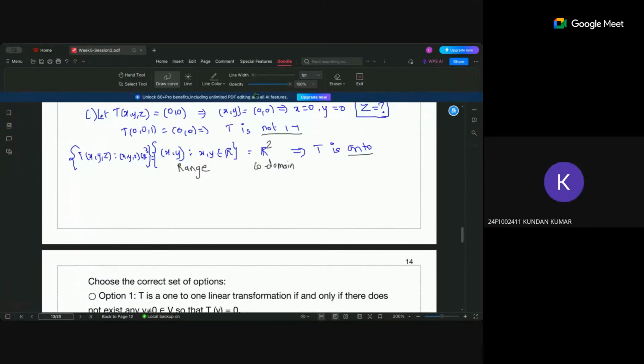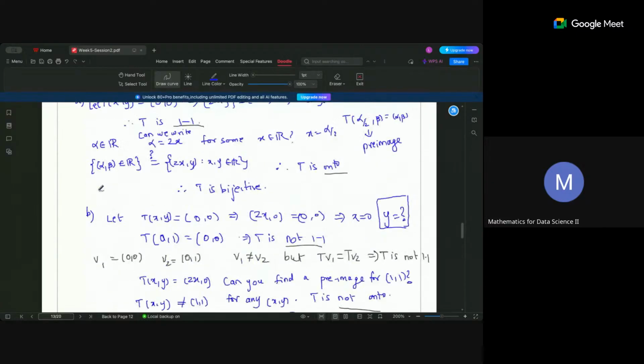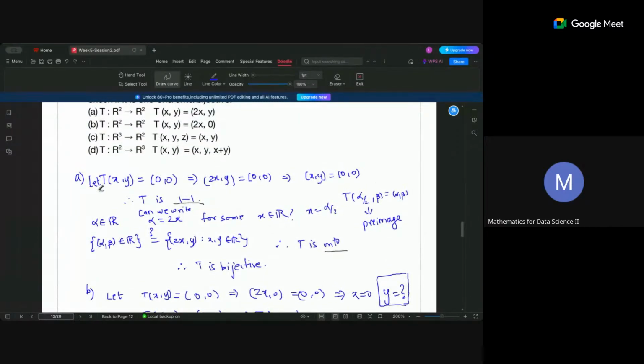Yes, ma'am. Now clear. It's R2, because I was confused that you wrote R3. Yeah, it's good that you pointed it out. Thank you. Okay. Now what about the D part?